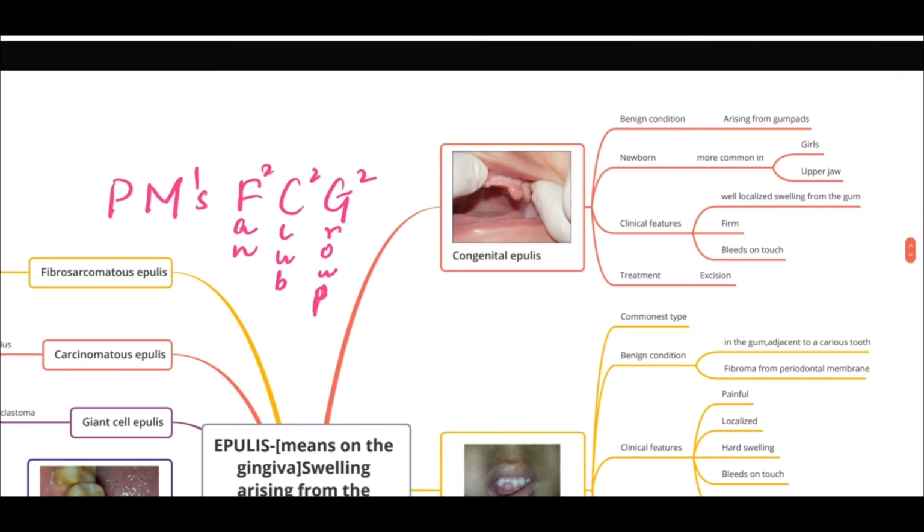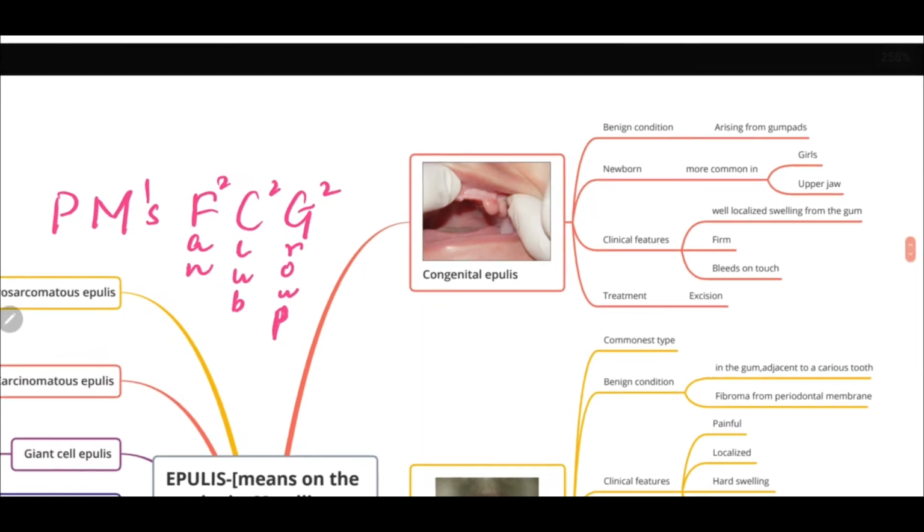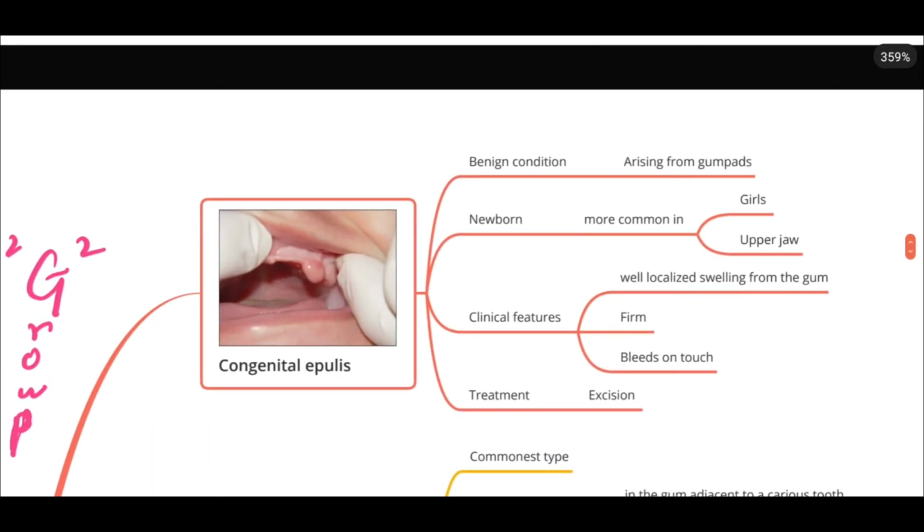What we know till now is that epulis is something that is arising from the gum. Now we are discussing congenital epulis. As you can see in this picture, this is the swelling that is present in the mouth of the patient. It is a benign condition and it is arising from the gum pads. It is seen in a newborn, more common in girls and more common in the upper jaw. Apart from that, it is well localized and it is a swelling from the gum. As you can see, it is firm and it bleeds on touch. So the treatment of choice is excision.